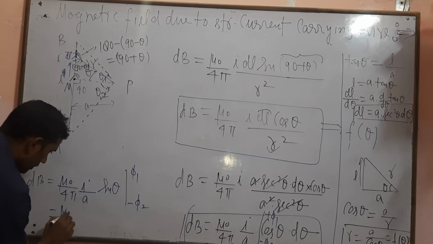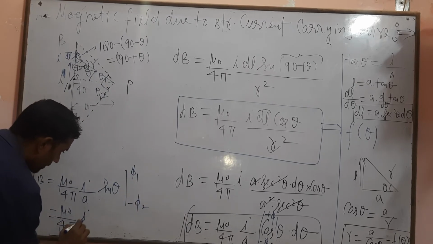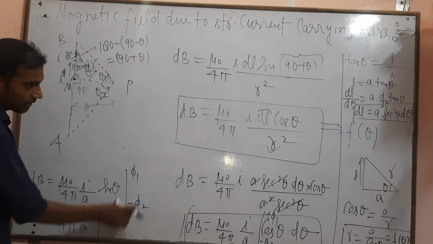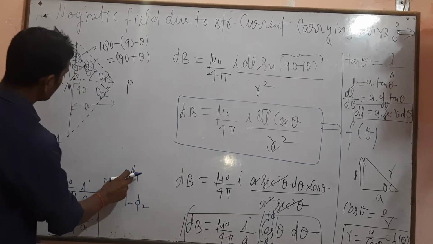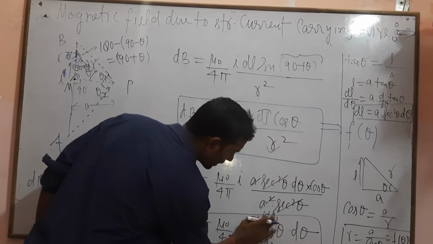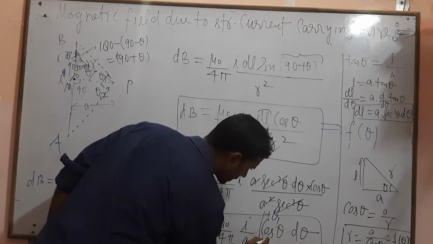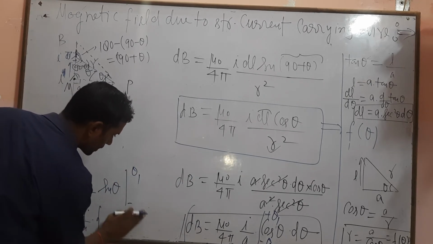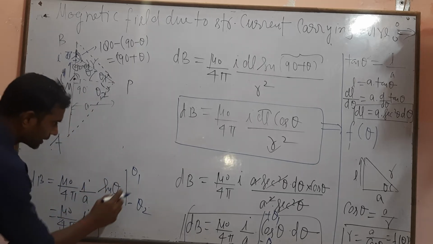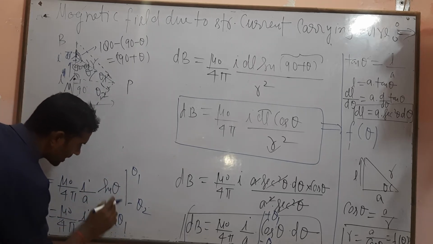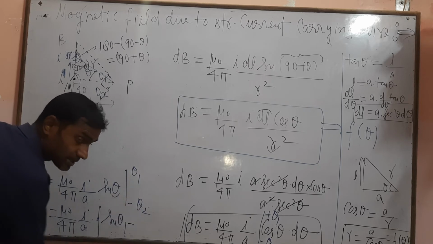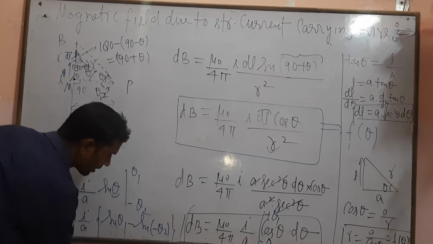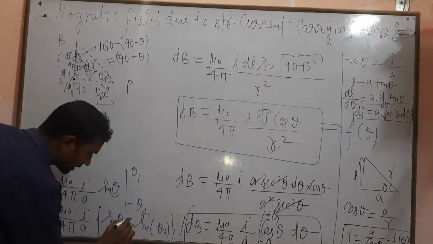Okay, mu naught by 4 pi into I by A into, in place of theta we can put phi 1. You can say phi 1 or phi 2, no problem. Here we can put theta 1, here you can put theta 2. So sin theta 1 in place of theta, and minus of the minus lower limit. Here this is minus sin theta 2. Sin of minus theta equals minus sin theta, minus minus plus.